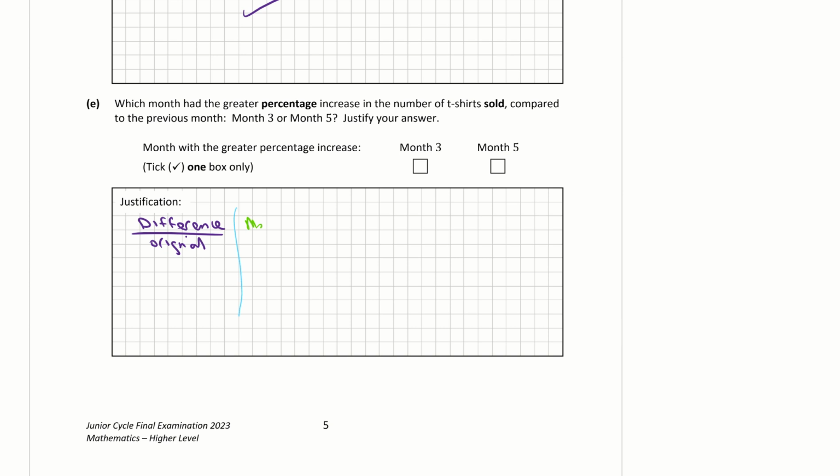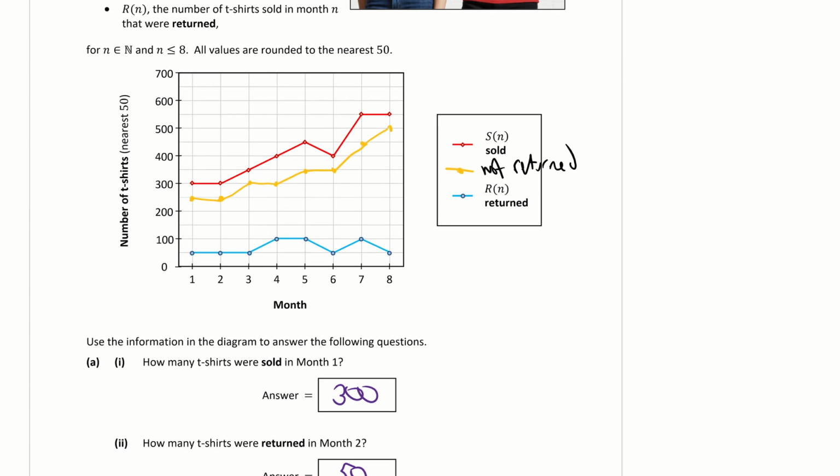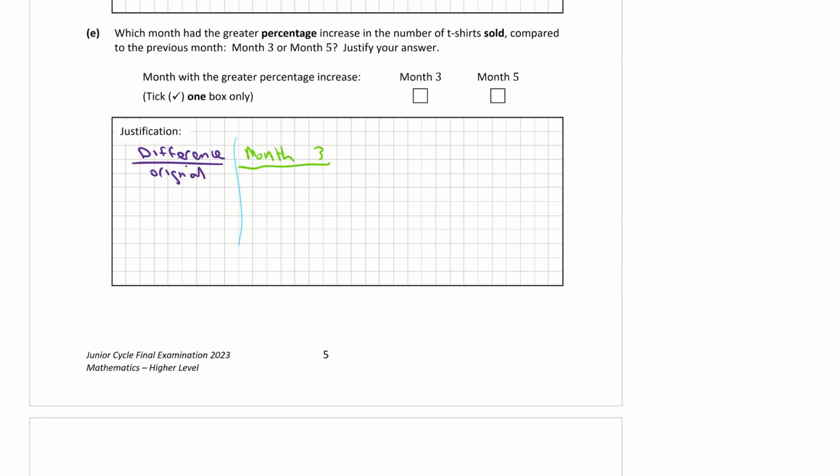So let's do out month 3 for a second. And let's see what's happening here at month 3. So let's go back up to our picture. We're looking for the percentage increase in the number sold. So when we come back up to our picture, we're going to month 3. Okay, they sold 350. In the previous month, they sold 300. So that's basically going to be my difference. So in that month, our sales increased by 50 across that period. So that's going to be my difference. So 50. And I'm putting that over the original.